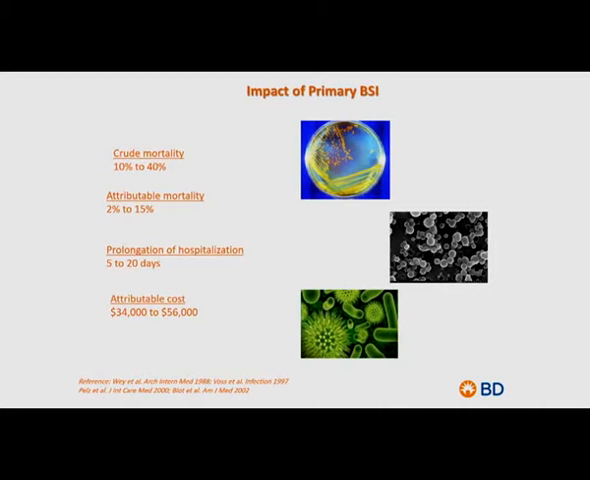Attributable costs: I understand that in a lot of cases we don't really look at that figure per se, but anywhere between $34,000 and $56,000 per central line associated bloodstream infection is a number that I think we can hopefully agree can be spent elsewhere to better our outcomes and our results, and improve on our healthcare provision, our patients' safety and quality of life.